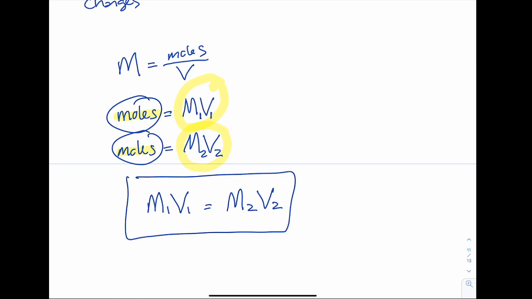The only way we can make M1V1 equal to M2V2 is if those moles are equal to each other. So again, we're not removing moles of solute, we're adding volume, which then changes my concentration.